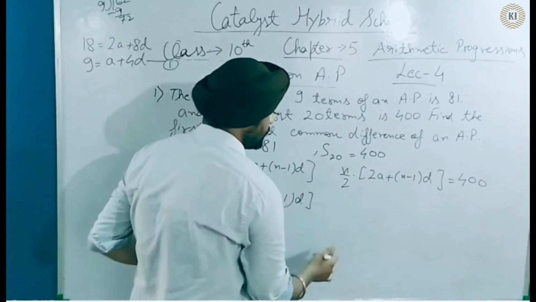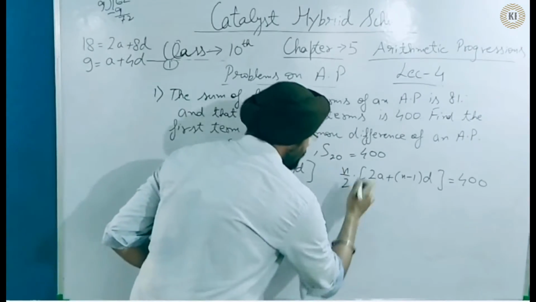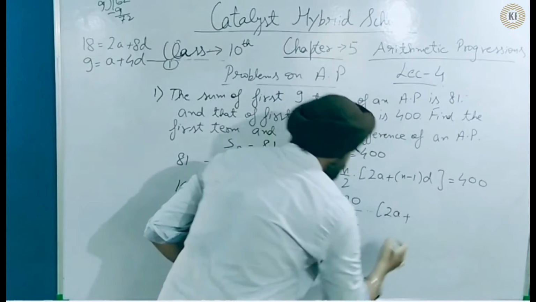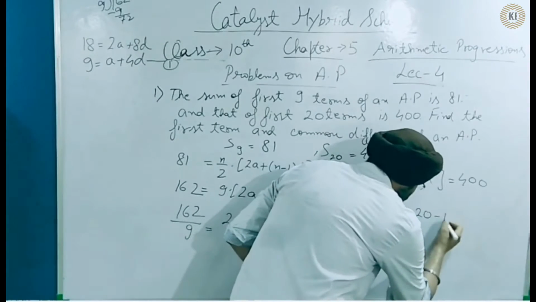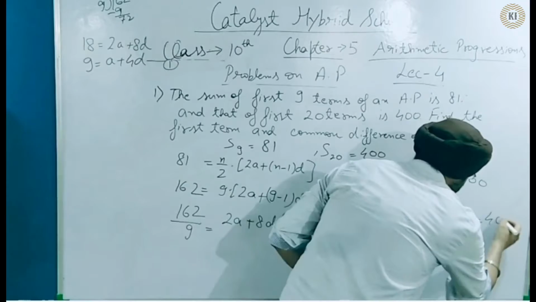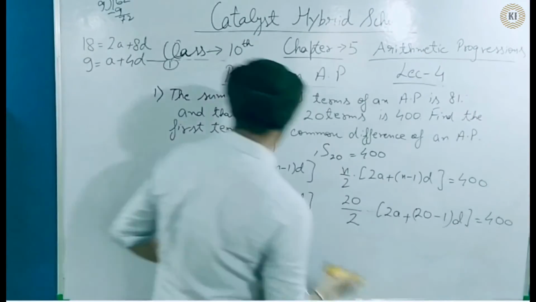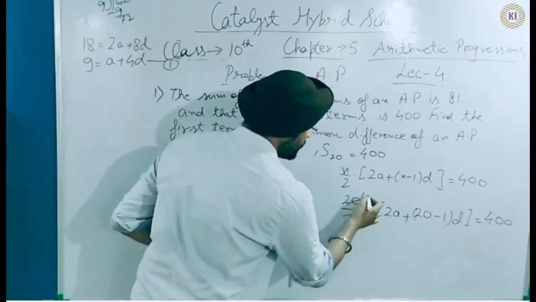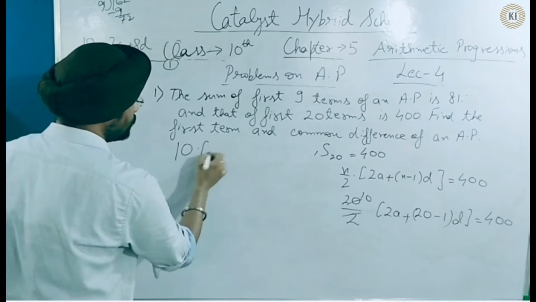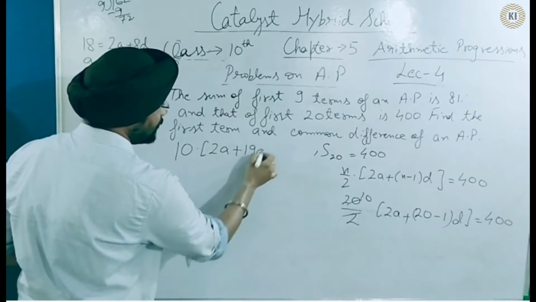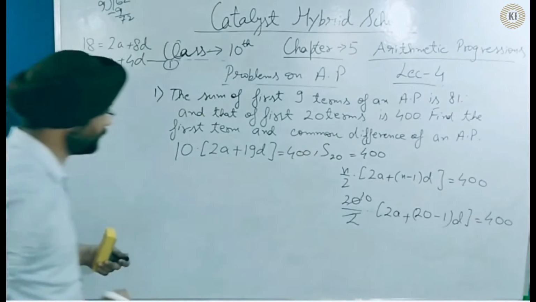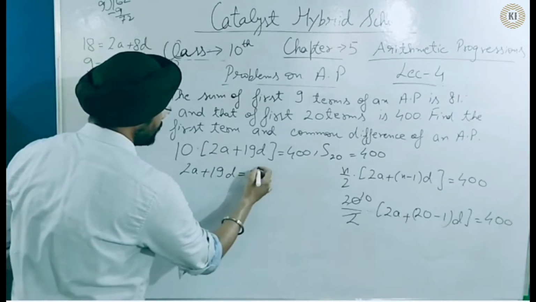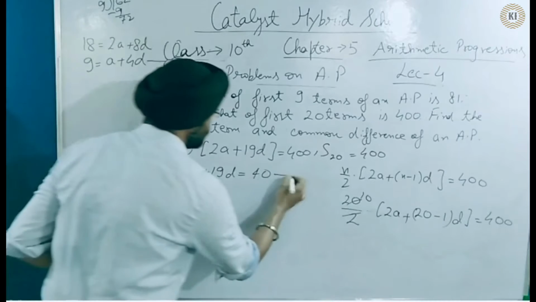Now the value of n is 20. So 20 upon 2 into 2a plus (20 minus 1) into d will be equal to 400. Now it will be 10, so 10 into 2a plus 19d will be equal to 400. So this 10 will come down, so 2a plus 19d will be equal to 40. And this will be our second equation.